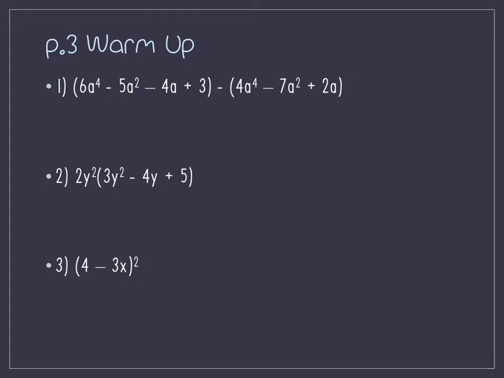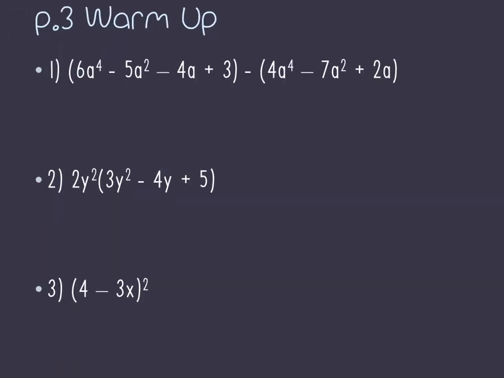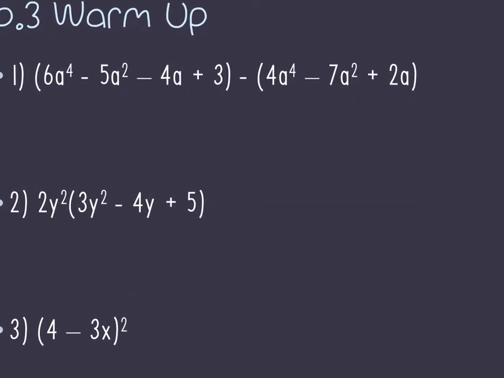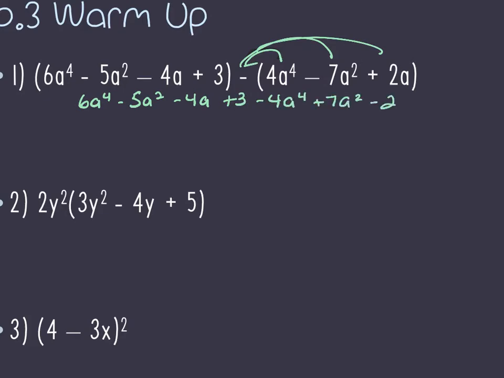So let's start with the easy stuff, right, which is number one. It says we're basically subtracting here. Biggest mistake people make is not distributing that negative to everything after it. So you want to be really careful about that negative. Got to go to all of this. Here, here, here, and here. So this becomes 6a to the fourth minus 5a squared minus 4a plus 3 minus 4a to the fourth plus 7a squared minus 2a.